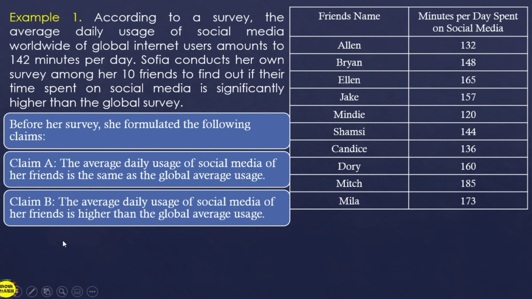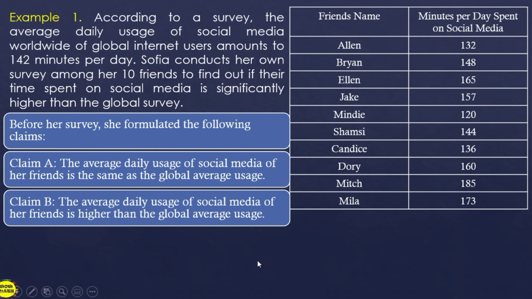Since our alternative hypothesis says higher than, this situation or this problem is a one-tailed test. We know it is a one-tailed test because of our alternative hypothesis. Since it says higher than, the symbol we will use is greater than.